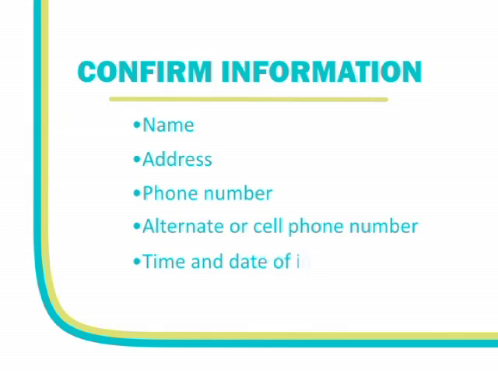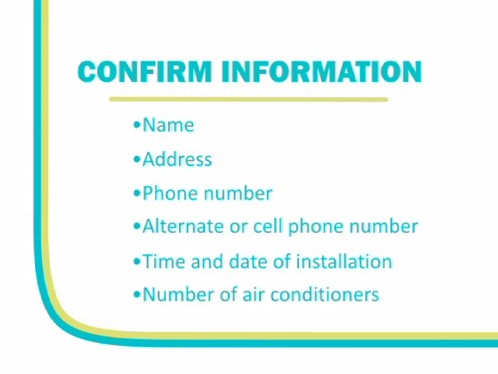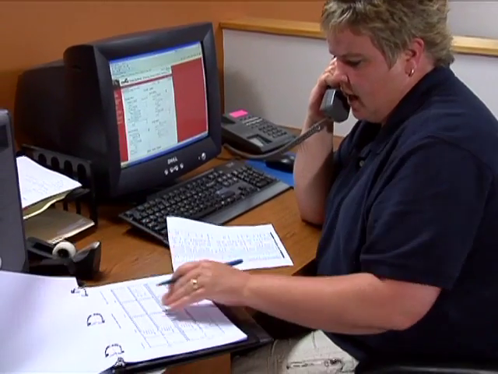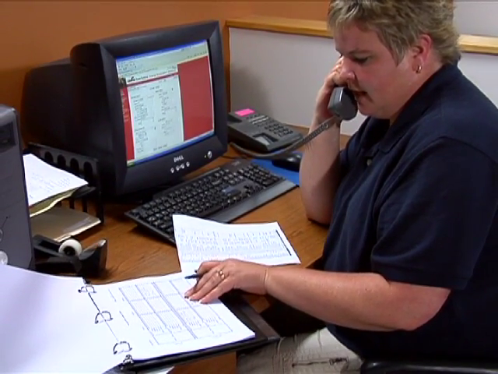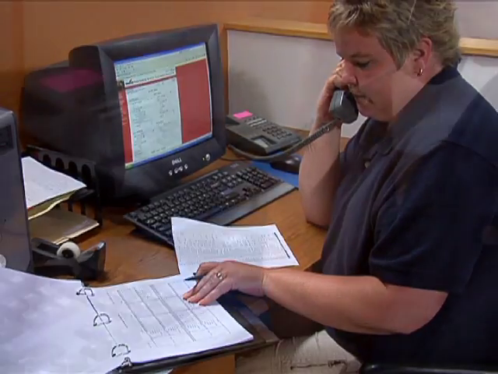Once you have scheduled the appointment, please confirm the following information with the customer: name of person you talk to, address, phone number, alternate or cell phone number, time and date of scheduled installation, number of separate central air conditioning systems. You will be responsible for confirming that this information is accurate in the Yukon system. We will discuss how to use the Yukon system in the next chapter. Notify the customer that someone from the local utility provider will contact them a week before the appointment to confirm the schedule.